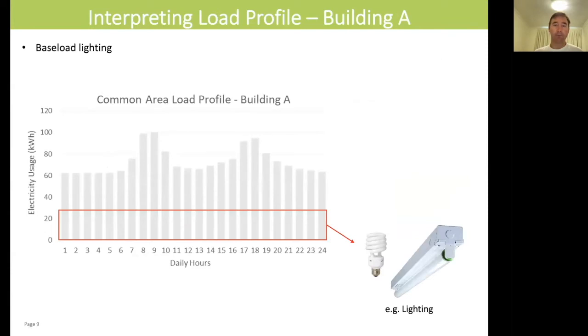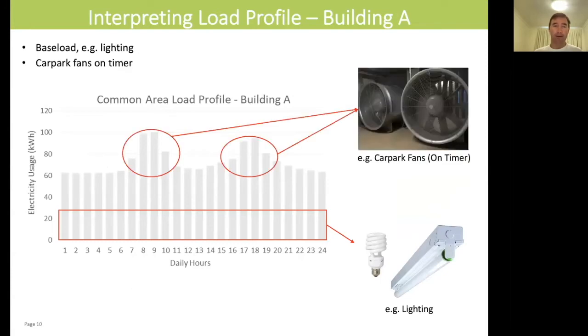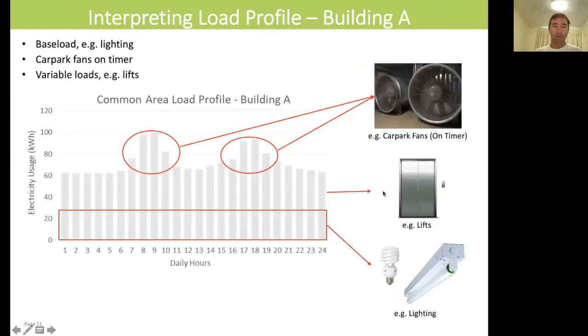Here's a building. We'll build it up. You can see that the base load in this building is just lighting, and then the car park fans, which are on a timer, create those interesting spikes, 2 times a day when they're set to run. We can also see that in between, you've got some variable load, such as the lifts.